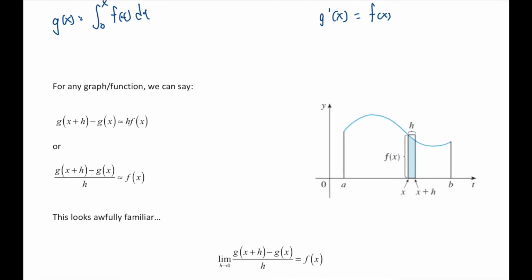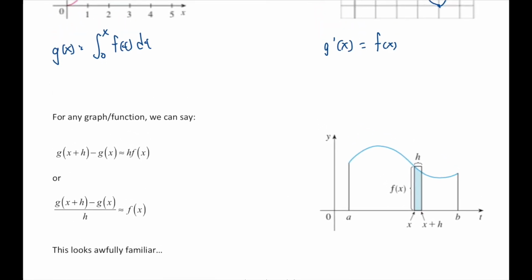Let's generalize a little bit. We can say that g of x plus h minus g of x is approximately equal to h multiplied by f of x. Now let's think about that in context. So I'm coming over here to the right. G of x plus h is going to be the integral from 0 to x plus h of f of t dt. G of x is going to be the integral from 0 to x of f of t dt. So the subtraction between those two would be the difference between those two integrals.